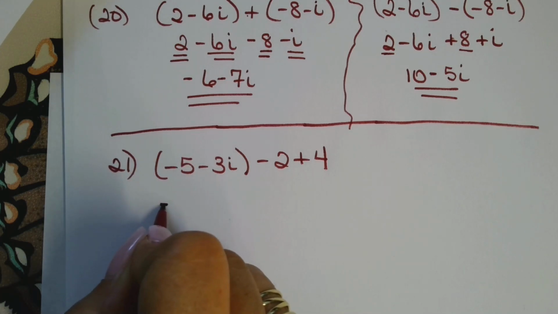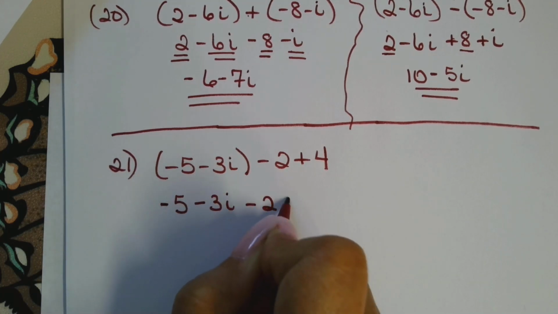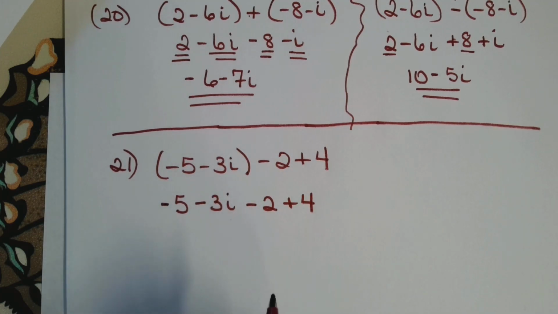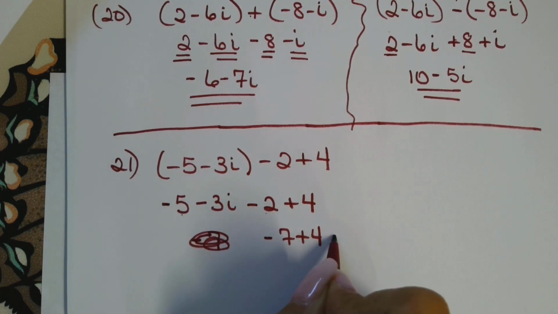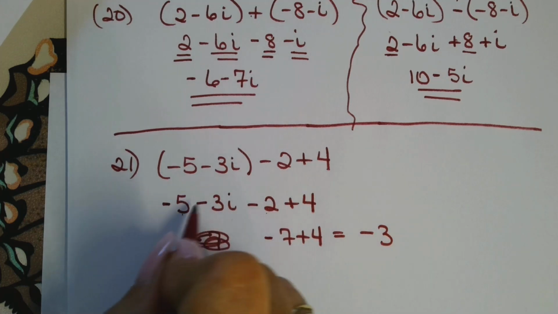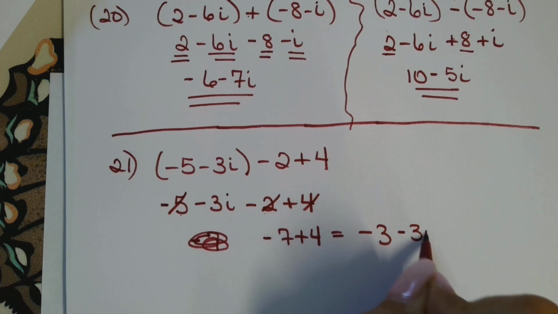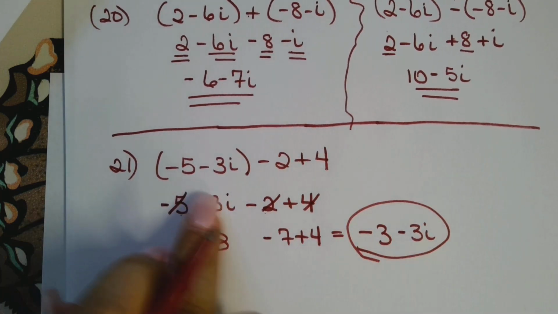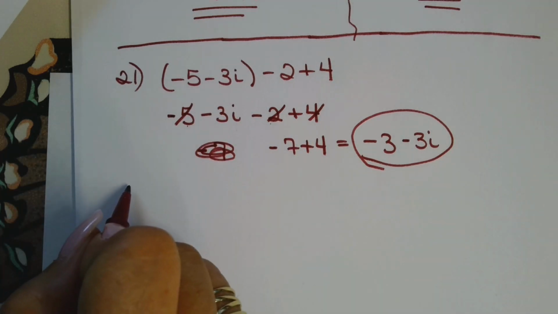Let's just break this apart. This is negative 5 minus 3i minus 2 plus 4. That is going to give me negative 5 minus 2, that's negative 7. Sorry, negative 7 plus 4. That's going to give me negative 3. So that's the real part. And then I'm left with minus 3i. Okay? So just make sure you bring all the real parts together and then all the imaginary parts together separately.